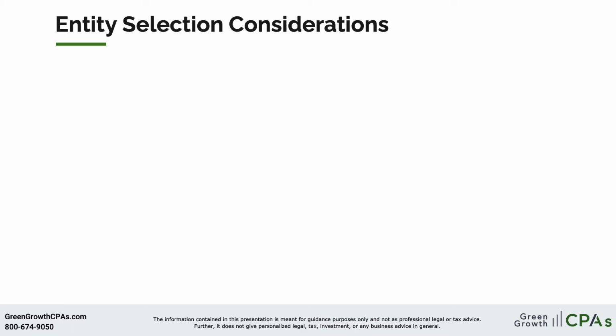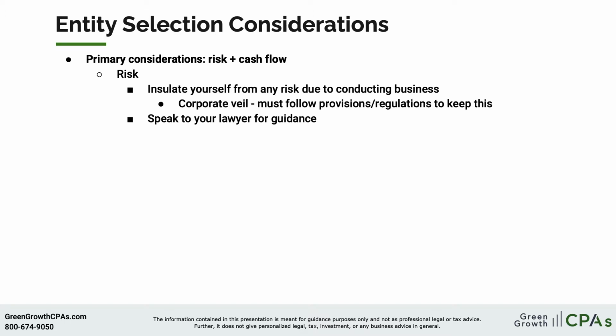Now, this is not the full list, but these are the chief things you should be paying attention to. Now, entity selection is a function of two main chief considerations, risk and cash flow, or deal economics. Now, with the first factor, risk, you want to make sure that you're insulated as much as possible from any risk due to conducting your business. Now, you may have heard of what we call the corporate veil, which is a legal concept that separates the corporation from its shareholders and protects them from being legally liable for the company's debts and other obligations.